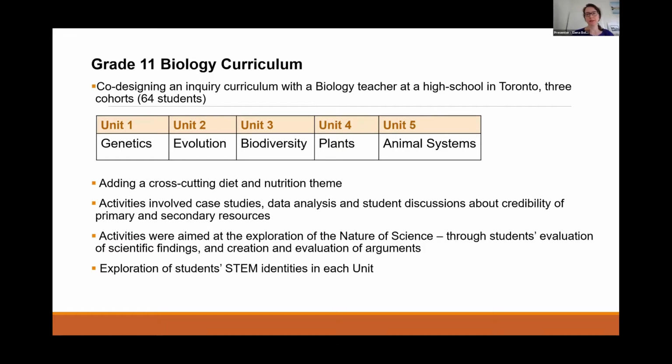The Ontario science curriculum consists of 5 units or 5 strands. In grade 11 biology, it is genetics, evolution, biodiversity, plants and animal systems. And in addition to addressing curriculum expectations, general and specific expectations of the curriculum, we added a cross-cutting diet and nutrition theme, and activities that we developed involved case studies, data analysis, and student discussions about credibility of primary and secondary resources. They were aimed at the exploration of the nature of science through students' evaluations of scientific findings, creation and evaluation of arguments.